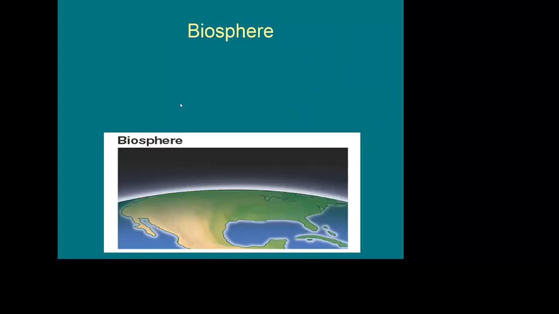Finally, we put every ecosystem on Earth together, and we get what we call a biosphere. So biosphere is another name for Earth. It includes all ecosystems on our planet.